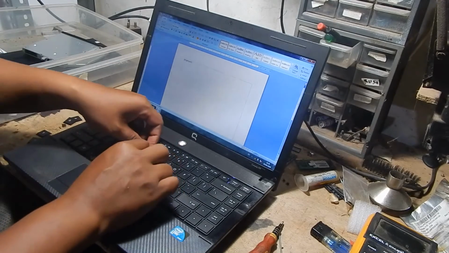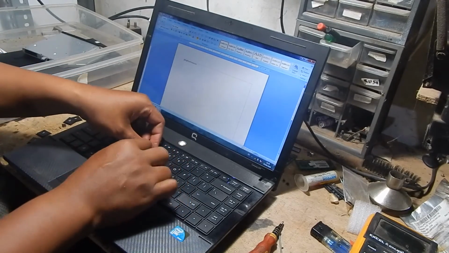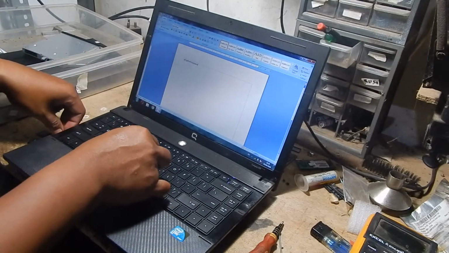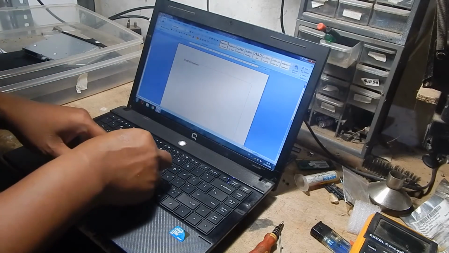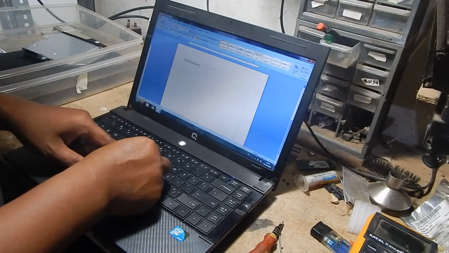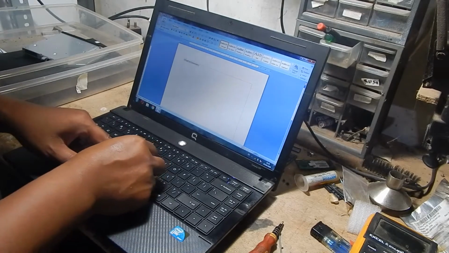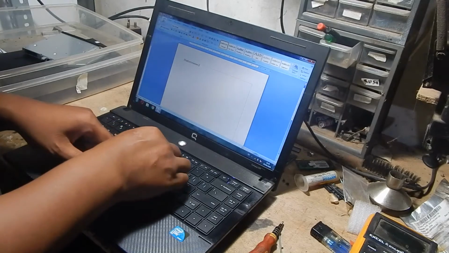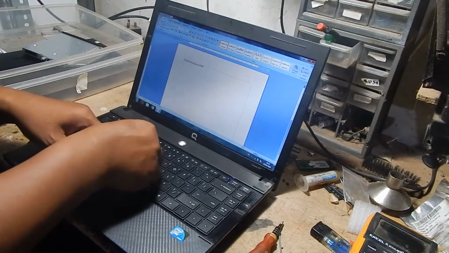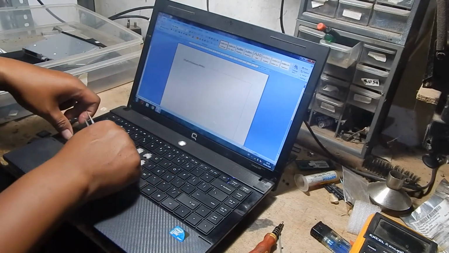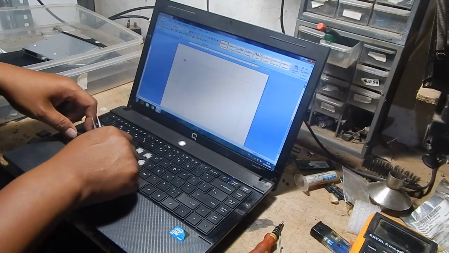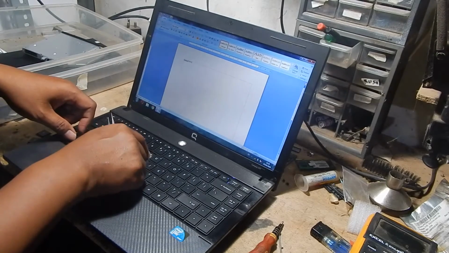Here I separate the upper mica, and you know that this keyboard is equipped with three layers of micas. So I separate the upper mica and the mica at the bottom, so this key is not sticky. I hope this is clear.